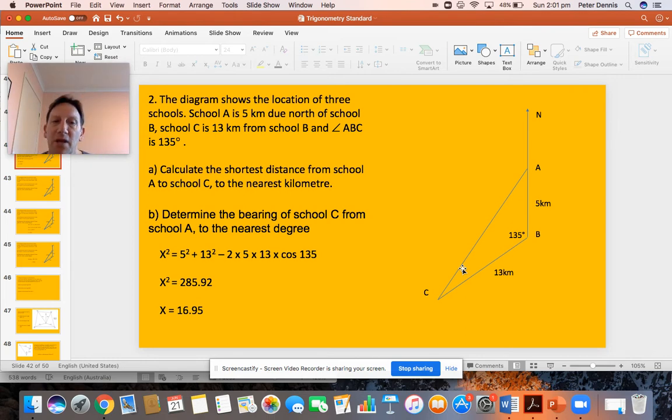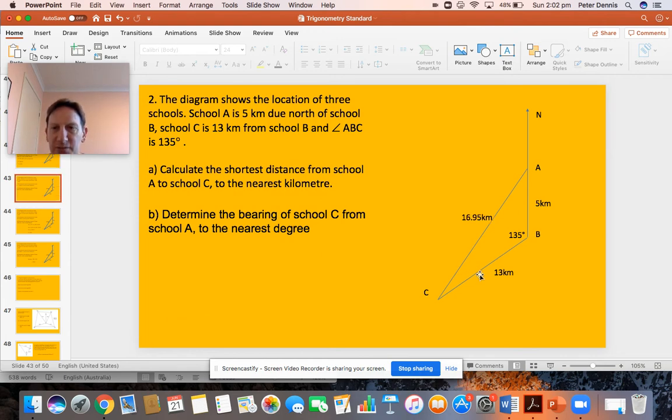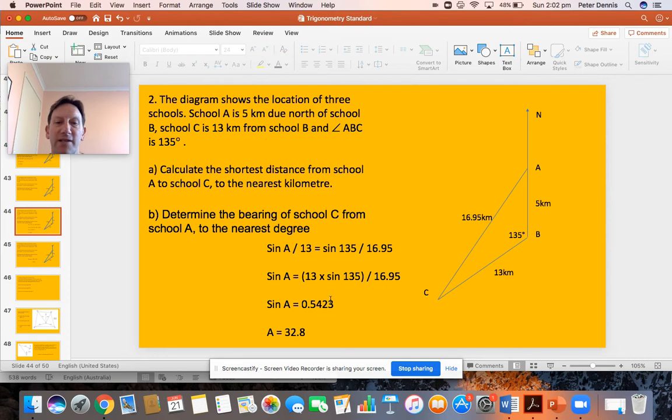The next part: determine the bearing of school C from school A to the nearest degree. So what do we know? We now know that this is 16.95, and we want to find this angle, the bearing of C from A. Because it's from A, this is the angle that we need to find, really, this angle around here. So let's start with this angle because it's the triangle that we're interested in. How would we do that? Maybe sine A over 13 equals sine 135 over 16.95. And that's exactly what we've done here.